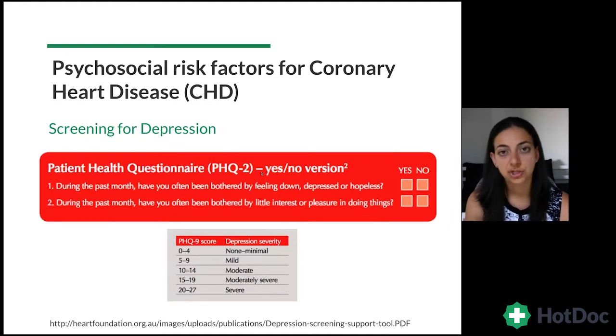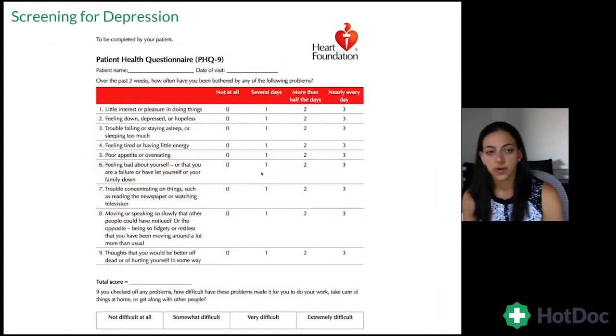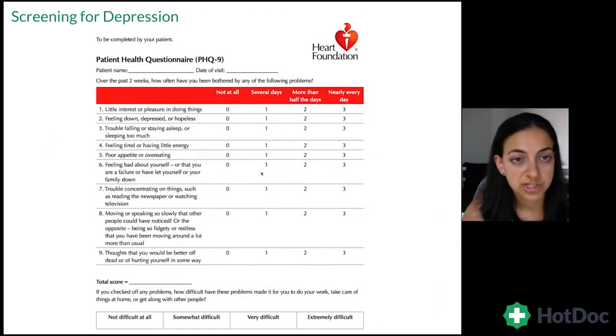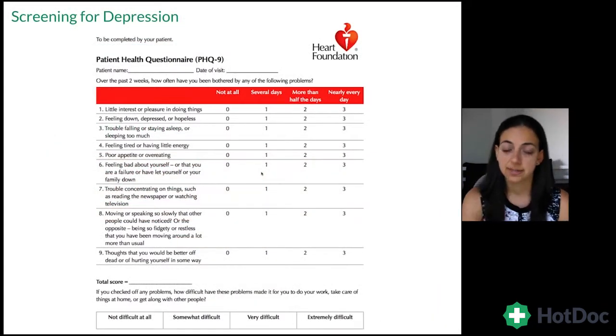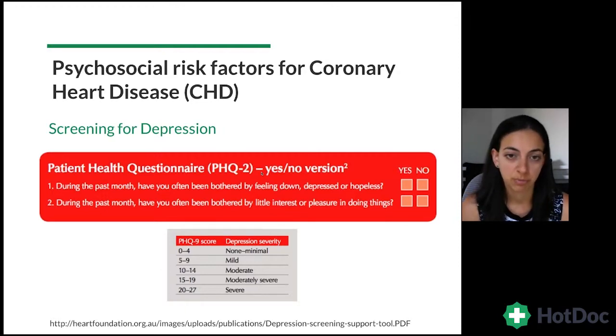If you get a yes for either one of those questions, then we move on to do a full PHQ-9 questionnaire, which is this one here, which you would get the patient to complete themselves. So if you print it out, you just get them to circle different areas and add it up. And in terms of the score, you have here what the score means. So it's 0 to 4, none to minimal, up to 20 to 27, which would indicate severe depression.